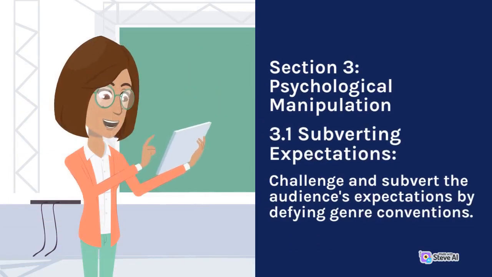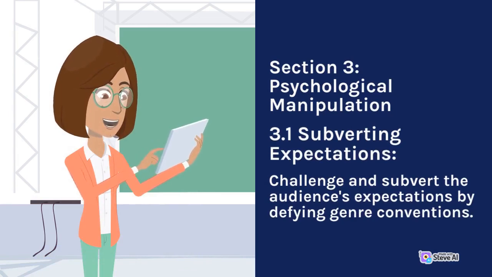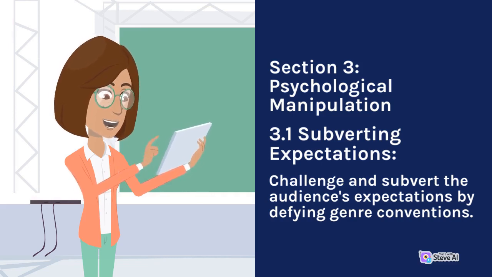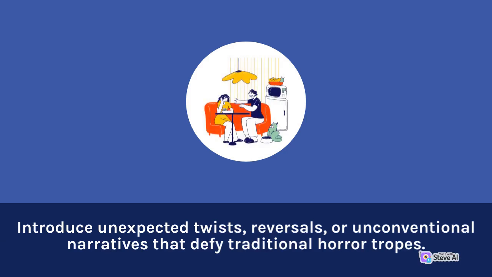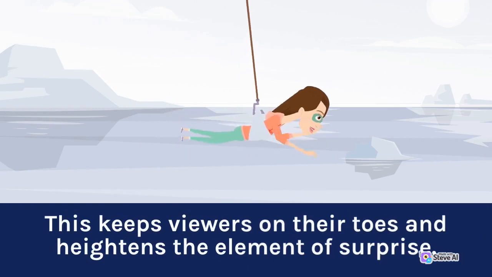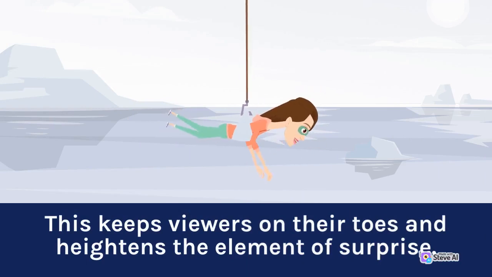Section 3: Psychological Manipulation. 3.1 Subverting Expectations. Challenge and subvert the audience's expectations by defying genre conventions. Introduce unexpected twists, reversals, or unconventional narratives that defy traditional horror tropes. This keeps viewers on their toes and heightens the element of surprise.